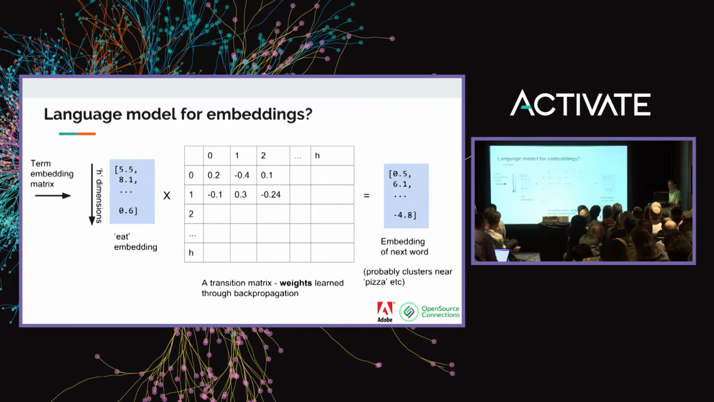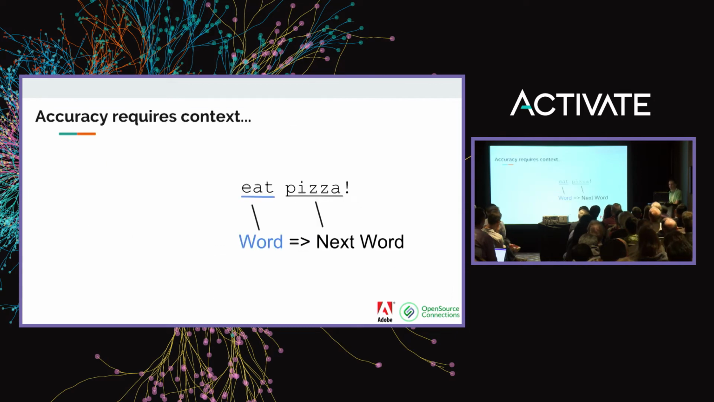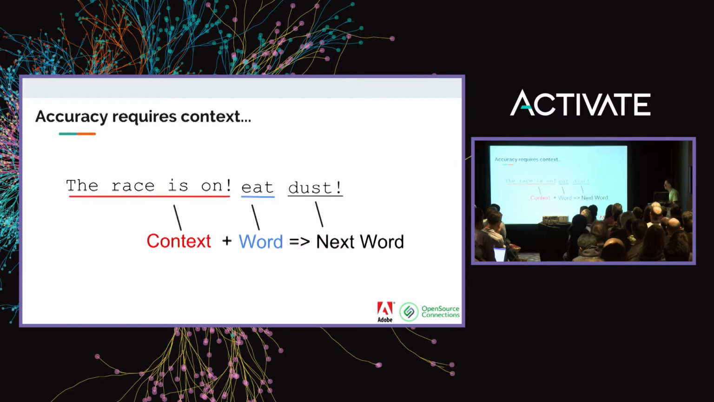So this is a pretty interesting language model. Now we're increasingly working in this probabilistic space. Unfortunately, or fortunately for us humans who have big brains, or like to think that way, accuracy requires context. So the race is on: eat pizza, eat dust. Language models work best, and if we're going to get at the aboutness we care about in search, with context plus word goes to next word.